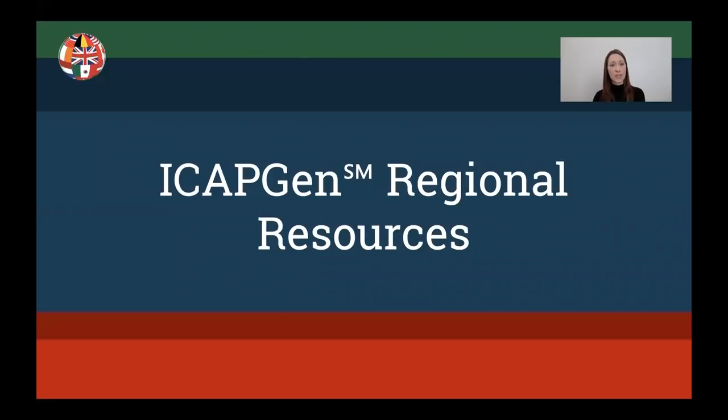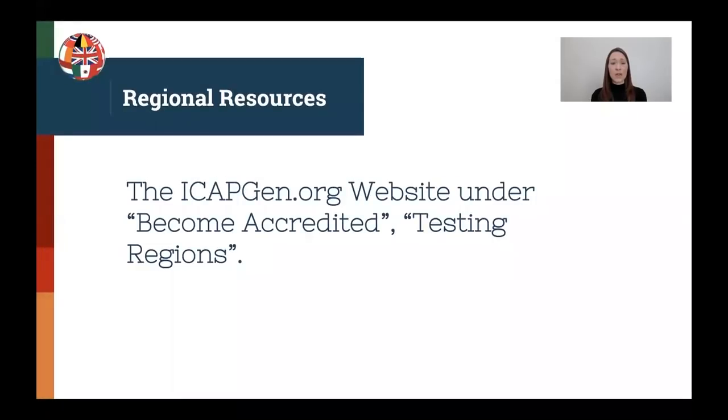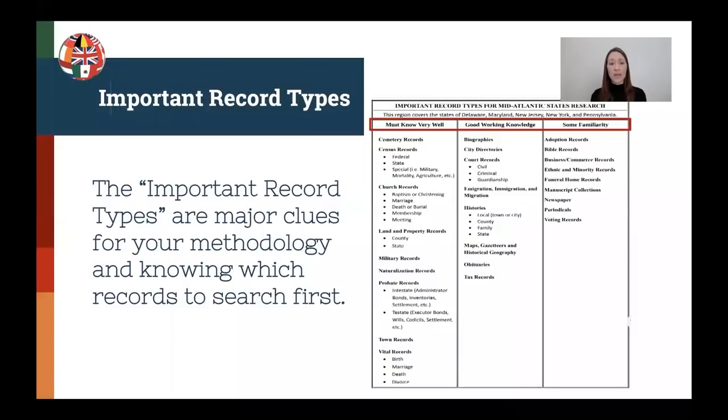Another really great resource is the ICAP-Gen Regional Resources pages. If you go to the ICAP-Gen website and you go under Becoming Accredited and Testing Regions, there are PDFs for each region that you can accredit in. So a bunch of different countries and then regions in the US. And at the very top of those PDFs is this chart that gives you the important record types for that region. This one's for the Mid-Atlantic states.